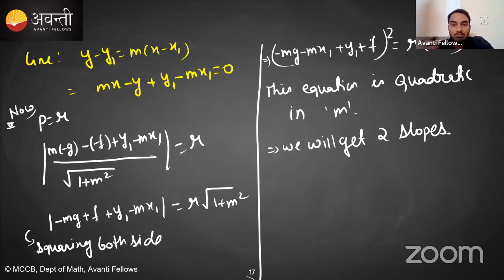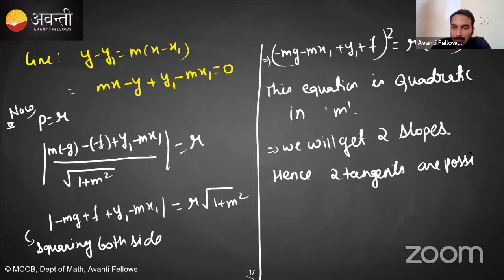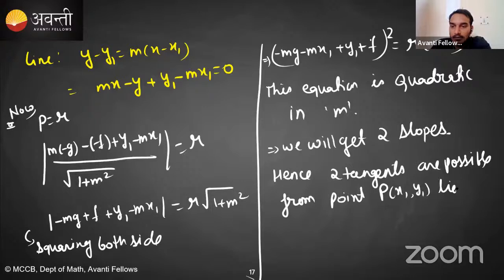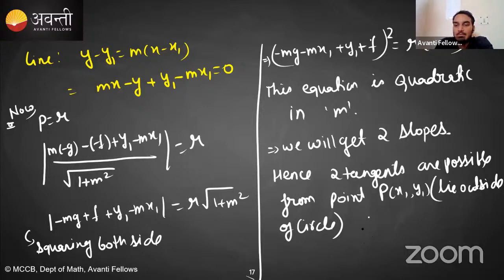Yes or no? Right? So hence two tangents are possible from point P, which is x1 comma y1. Point P lies outside of the circle. From point P which lies outside of the circle, right? Two tangents are possible from point P on the circle.